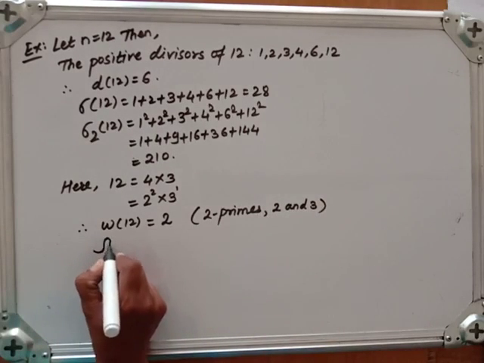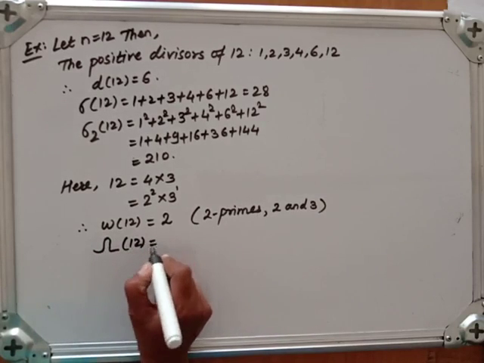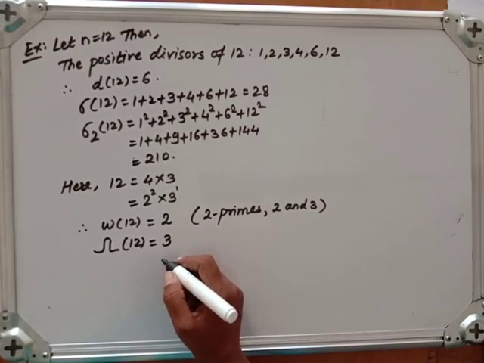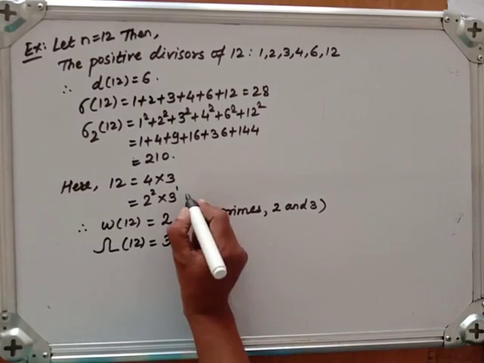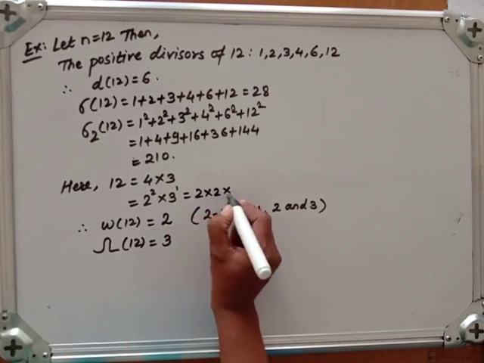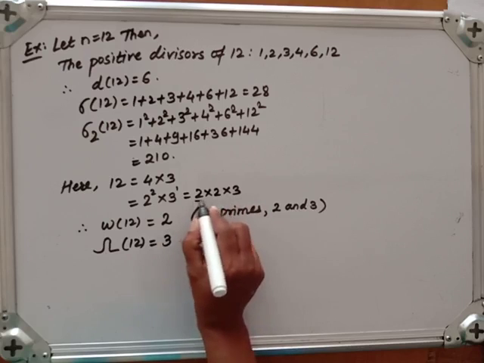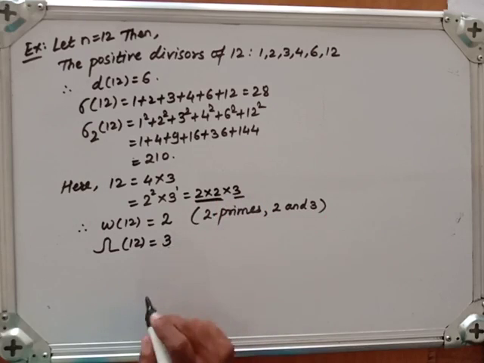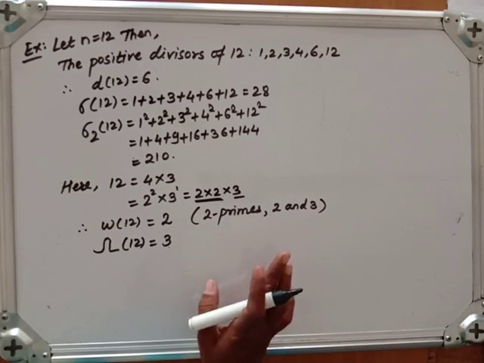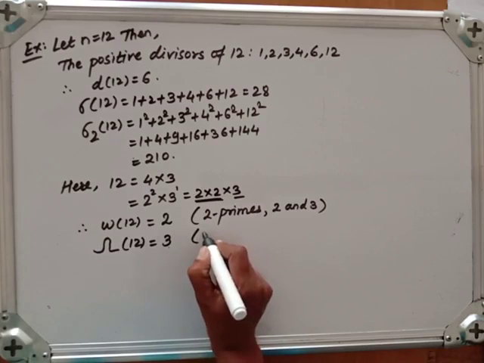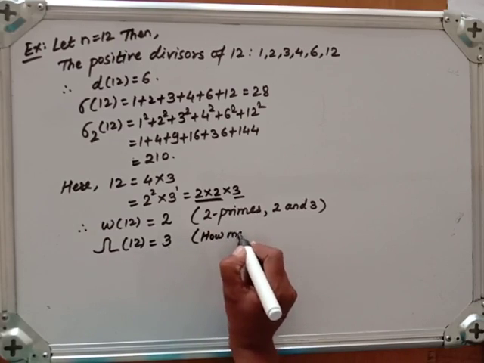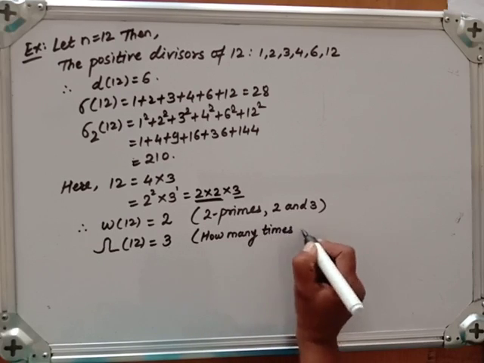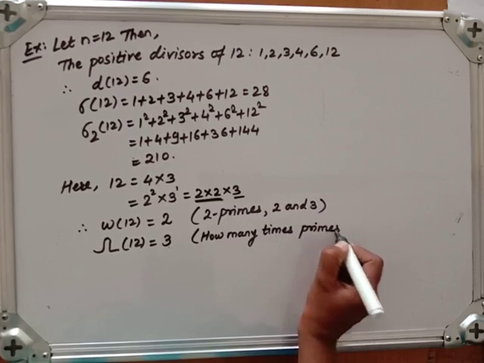Then next, suppose we have to find capital omega(12). Capital omega(12) will be 3. This is nothing but how many times these primes occur. 12 can be written as 2 into 2 into 3. So the prime 2 occurs twice and 3 occurs once, so 2 plus 1 is 3 here. We have to count the multiplicity of them. Here I can write in brackets for your understanding, how many times primes occur.